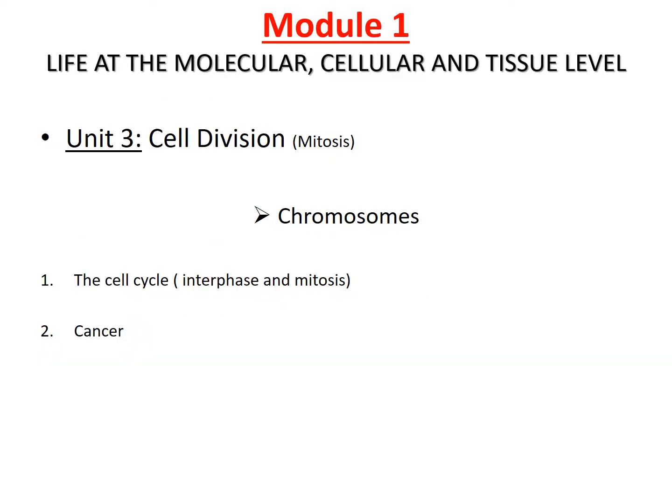And then unit 3, we're going to do cell division. Here we're going to be looking at chromosomes, and then we're going to look at the cell cycle, and then we're going to do cancer. Cancer is when the cell cycle goes wrong.